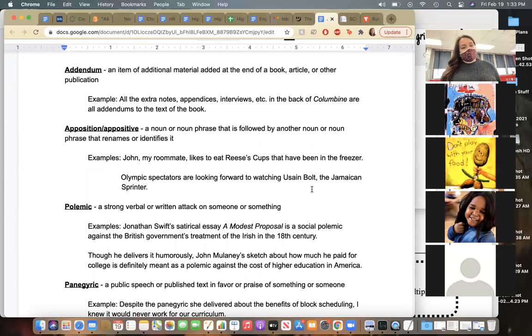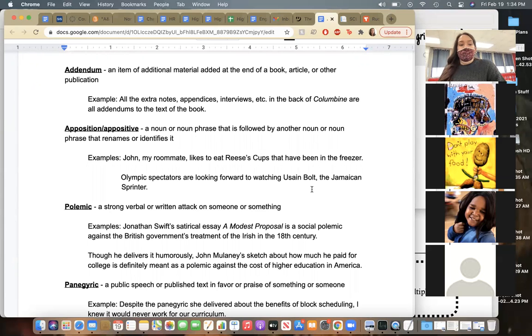The next one is called appositives or apposition. We usually say appositives. That's a noun or a noun phrase that's followed by another noun or a noun phrase that renames or identifies it. This is really easy. It's just if you don't know that this is a thing, you don't know how to identify it. Some examples. John, my roommate, likes to eat Reese's cups that have been in the freezer. In that instance, my roommate is the appositive phrase because it's renaming John, which is the noun.